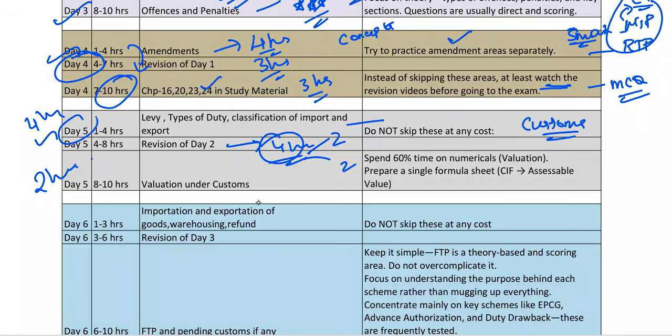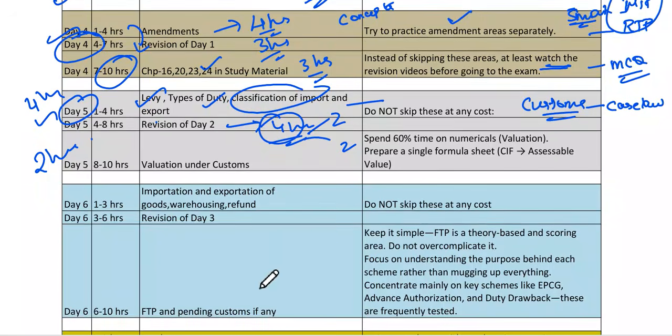And for customs, be sure about the case law. Case study is very important. You have to be thorough with case laws and try to cover the types of duty. And this area, please do not skip. It looks like a small area, classification of import and export. Definitely you can see a question from classification of import and export. In 2 or 3 attempts you will get 1 question. So please do not skip it.